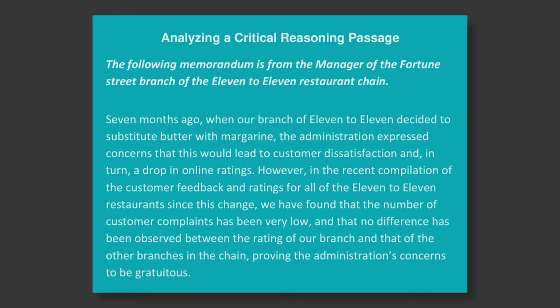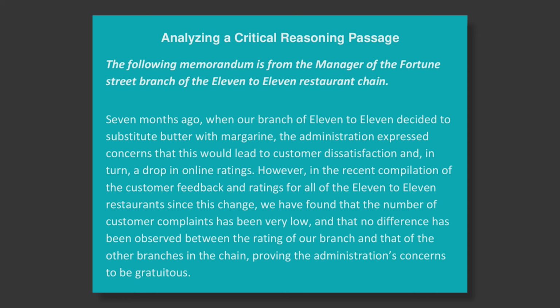So what do we understand over here? 7 months ago, our branch of 11 to 11. So we're looking at specifically the Fortune Street branch. So there's a whole bunch of 11 to 11 restaurants. One branch decided to do something 7 months ago. What's that? They substituted butter with margarine. Now, it's okay if you don't really know what these two things are. I'm sure most of us know what butter is. Even if you're not familiar with margarine, you don't have to worry about it. Just think of it as X and Y.